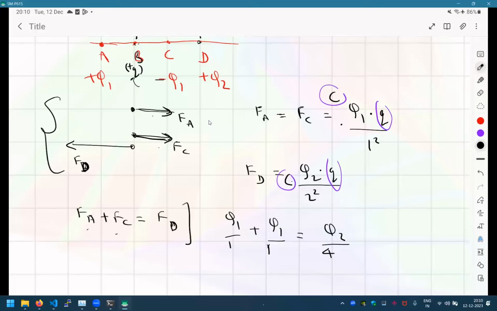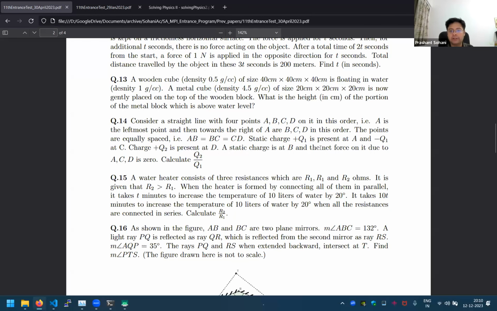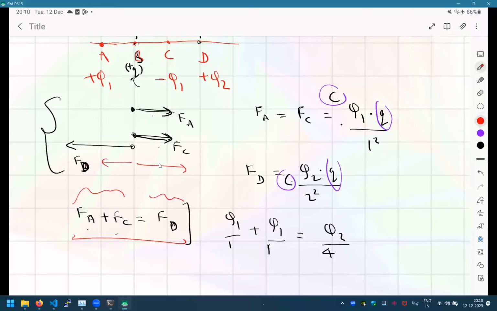Sir, how is FA plus FC equal to FD? You're asking about this equation? Yes, sir. Because it is given, the important statement, right? The net force is 0. The total force of A, C, D together at point B is 0. So the total force to the right, like the A and C are going to push the point to the right, and D is going to push to the left. So the sum total of the forces going to the right is this term, and the sum total of the forces going to the left is this term. So they have to be equal, right?